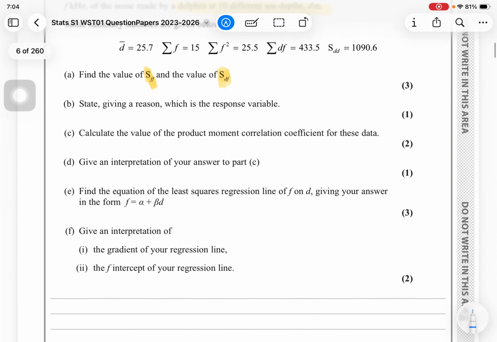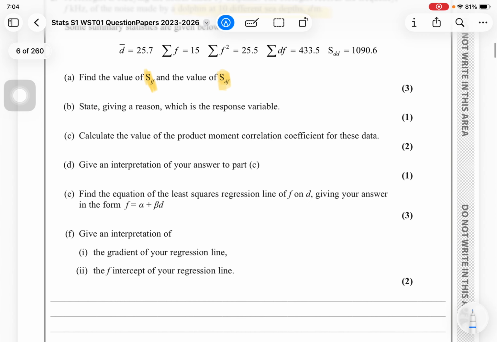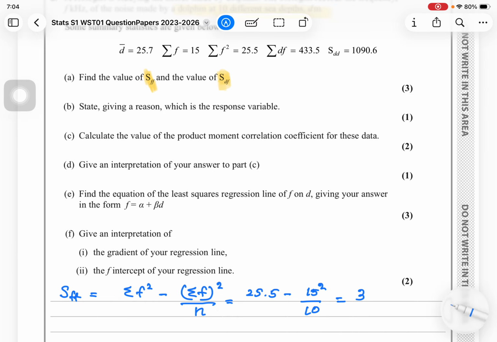Now what we have is SFF. We know SFF is sigma f squared minus (sigma f) whole thing squared divided by n. In this case, let's see the numbers given. It's mostly given: 25.5 minus 15 squared divided by 10, which will give you 3.